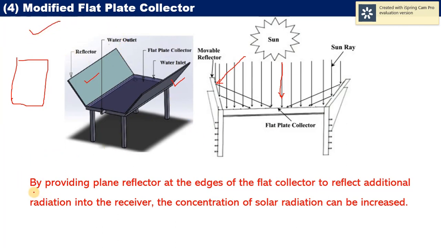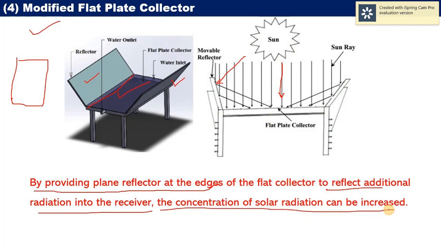Here, by providing the plane reflectors at the edges, additional radiation is reflected into the receiver. This part here is called the receiver. The concentration of the solar radiation can be increased. So our main aim is to increase the concentration of solar radiation, and that is achieved by means of these reflectors.